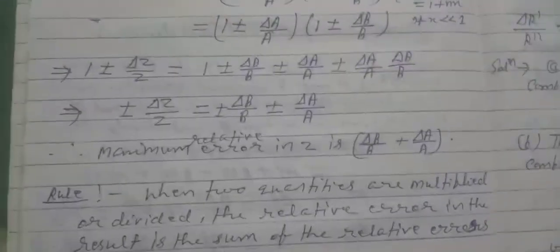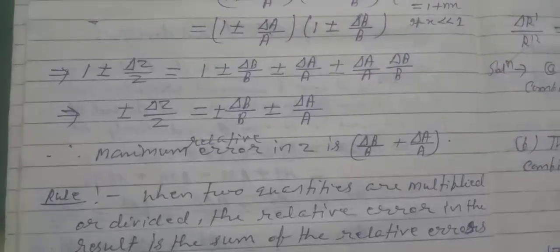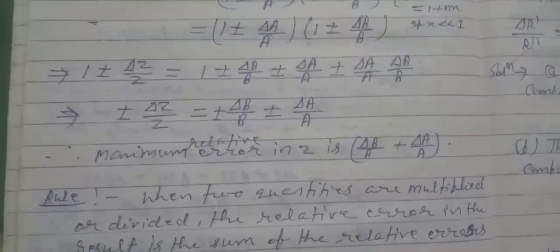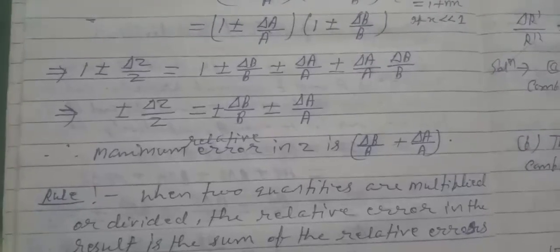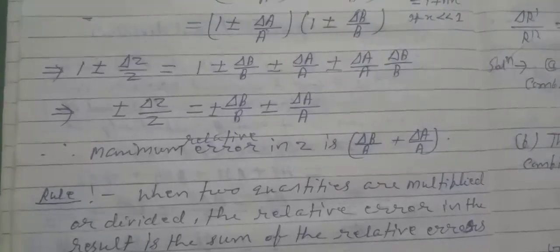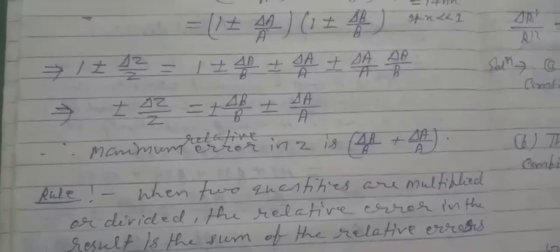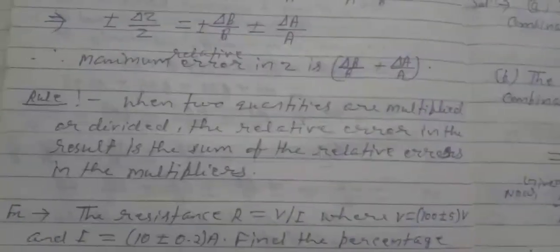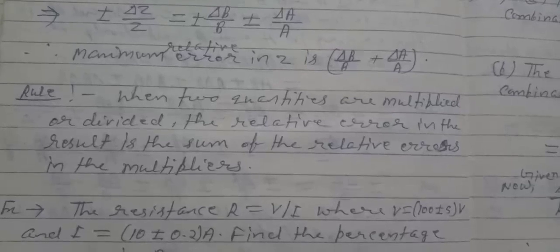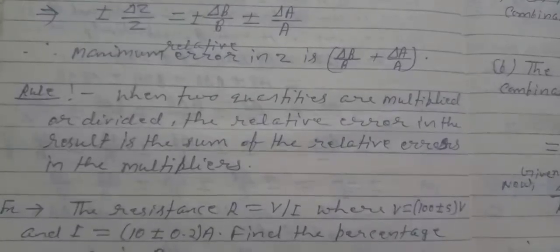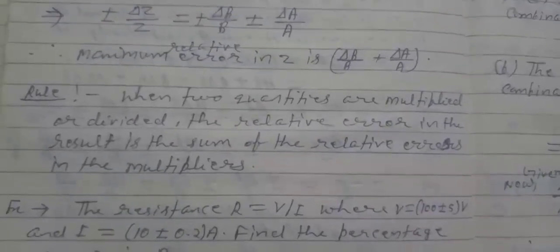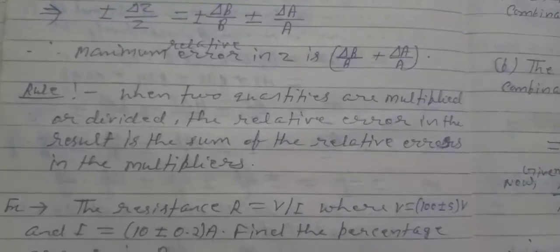This implies plus minus delta Z by Z equals plus minus delta B by B plus minus delta A by A. Hence, the maximum relative error in Z is delta B by B plus delta A by A. Rule: when two quantities are multiplied or divided, the relative error in the result is the sum of the relative errors in the multipliers.